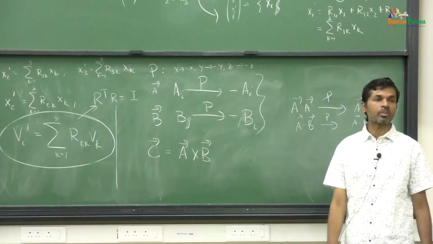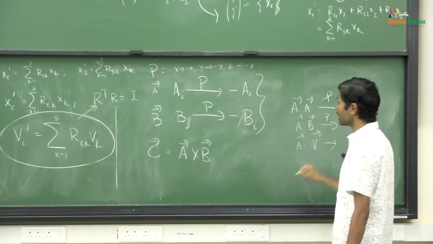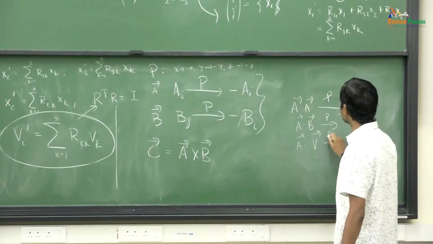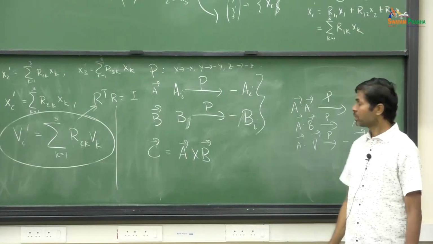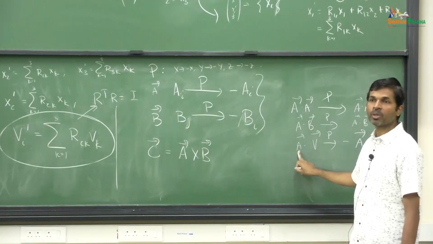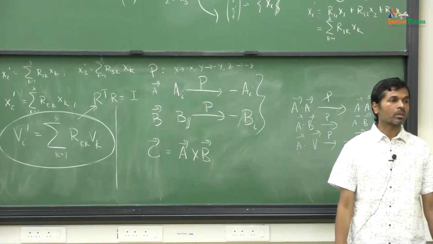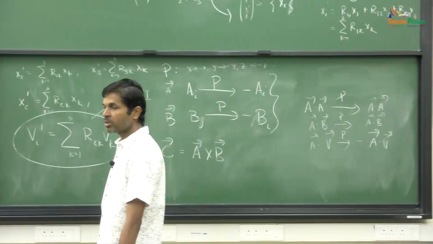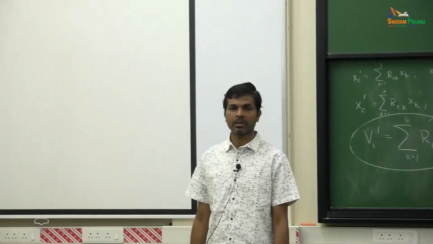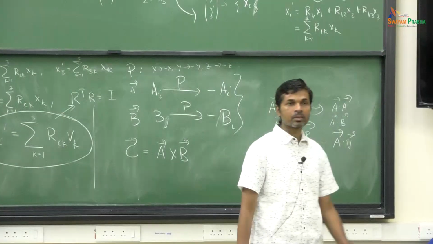On the other hand, if you have a pseudo vector, so let's say A is a regular vector, V is a pseudo vector, under parity it goes to minus A dot V. So if you make a rotation, these quantities remain unchanged. On the other hand, if you make a parity transformation, they change their sign. Such quantities are called pseudo scalars. So you have a pseudo vector, and similarly you have a pseudo scalar.